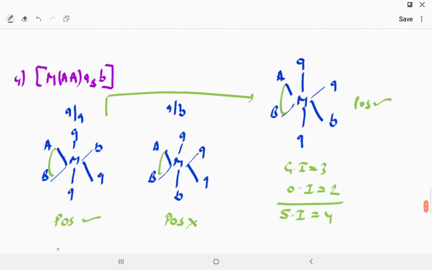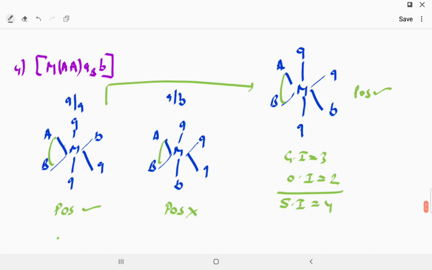Now next one we are going with MAB. This is not AA, this is AB. Okay, AB. A3B means three are monodentate ligands that are the same and one is different, and one is a bidentate unsymmetrical end ligand.